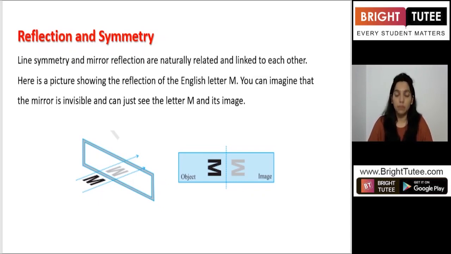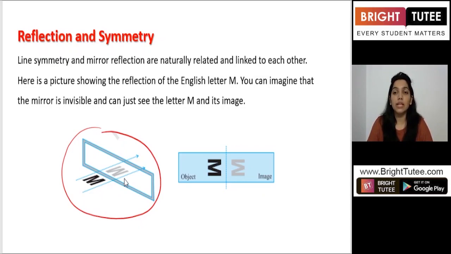Why? Here is a picture that you can see in these two images. In the first one you see the letter M, kept in front of the mirror. What you see in the mirror is its image, and you can see it is exactly the same as if you draw M as a symmetrical figure by the line of symmetry. Clearly, in the reflection of the English letter M, you can imagine the mirror is invisible. This is the line of symmetry and this is the image that is observed. What you see is exactly the same, but opposite to the object itself.